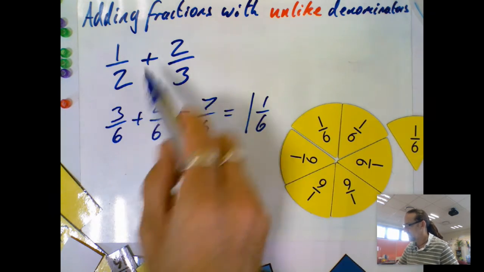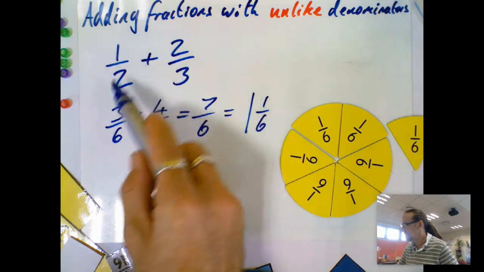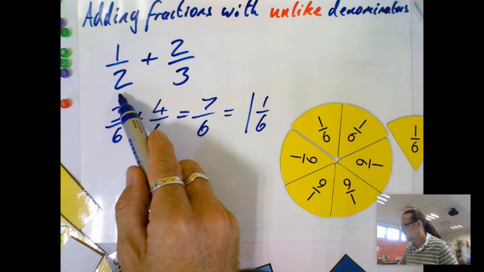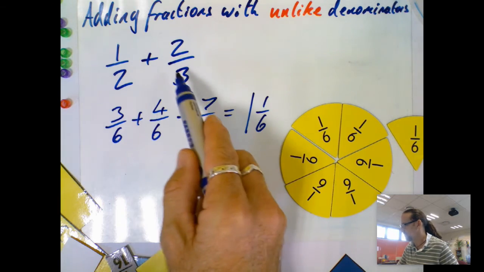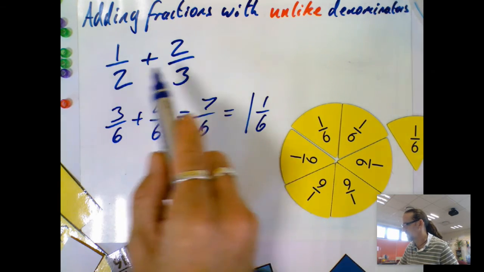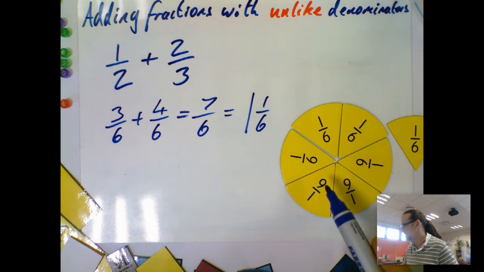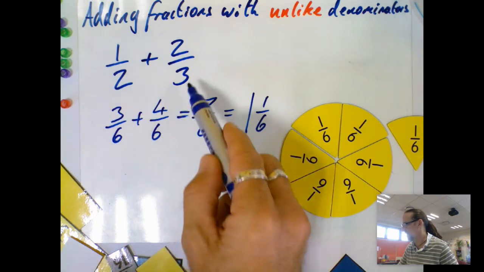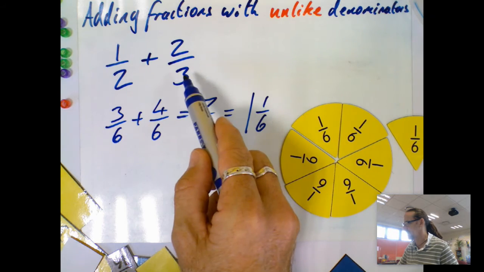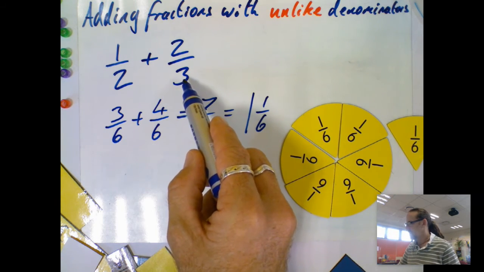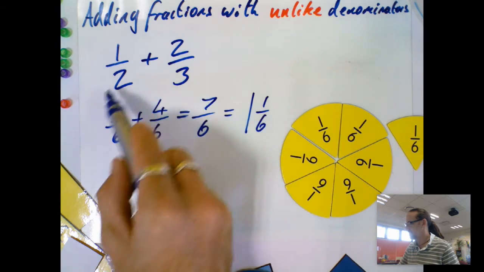So what I did was I found the equivalent fraction, a fraction that I can use for both of these fractions that I'm working with. Now it just so happens that 2 times 3 is 6, which is great, and that can help me out. If I multiply 2 times 3 to get 6, then I can find equivalent fractions using 6.